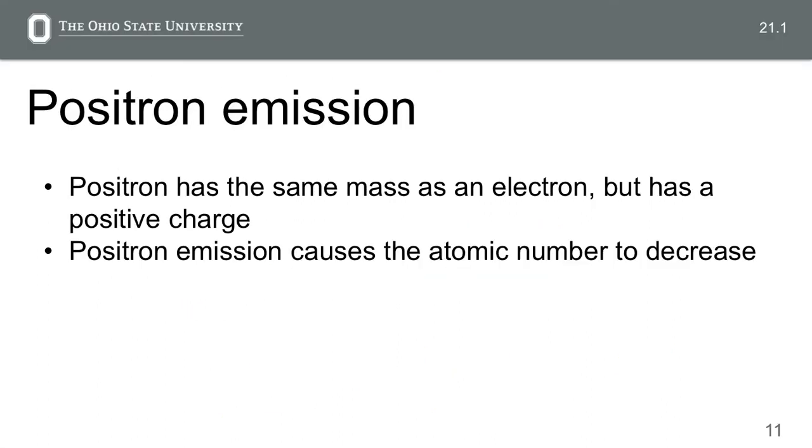Okay, so then positron emission. Positron is like an electron, only positive. Again, we saw the beta plus symbol, but we can also use our symbol for an electron, but now we have a +1 atomic number. So these are equivalent symbols. Again, same mass as an electron, just a positive charge.